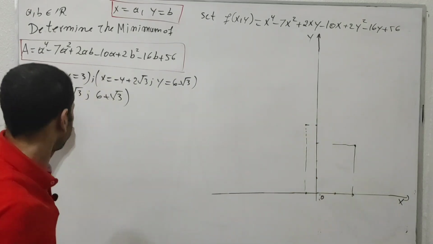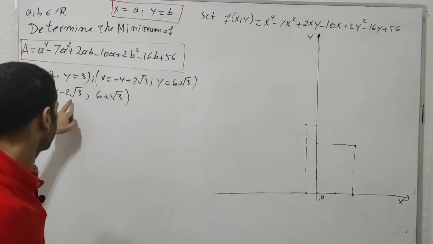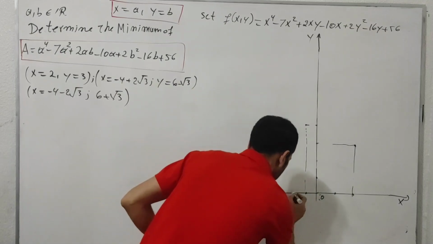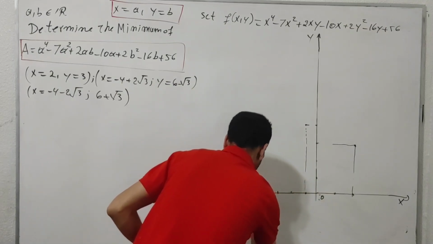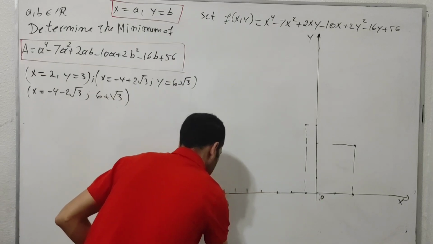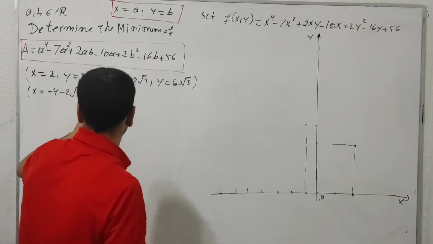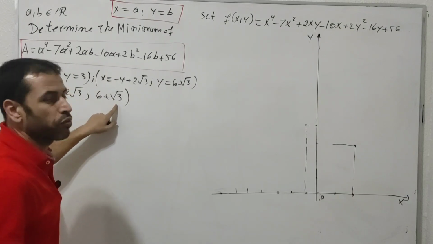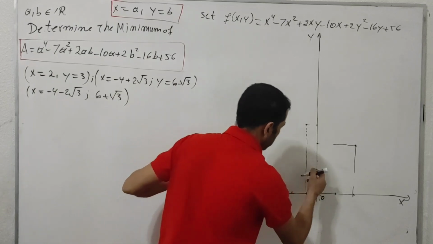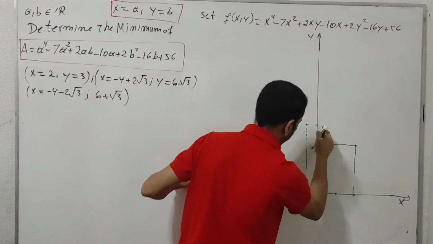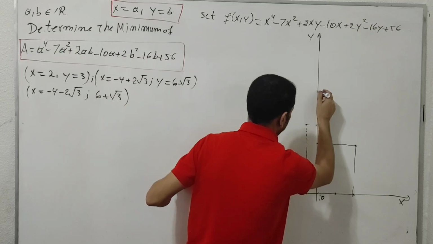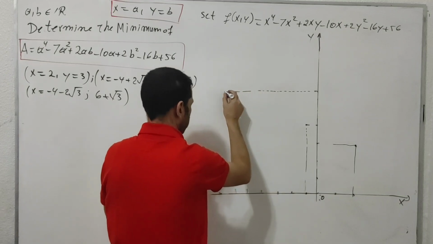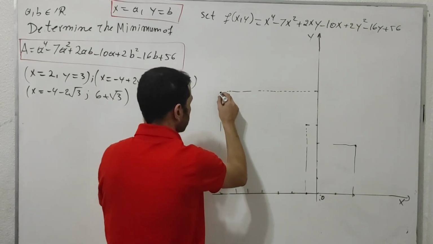For the third point, I'm in the negative area. Minus 4 minus 2 is multiplied by square root of 3. This one is giving us minus 7.25. 1, 2, 3, 4, 5, 6, 7, something like this. It will be around here. So I'm going to calculate the output of this one. 6 plus square root of 3 is almost 8, like 7.75. 1, 2, 3, 4, 5, 6, 7, something like that. It will be around here.